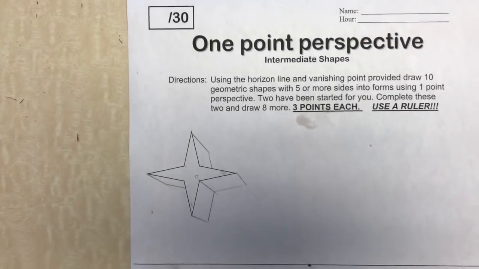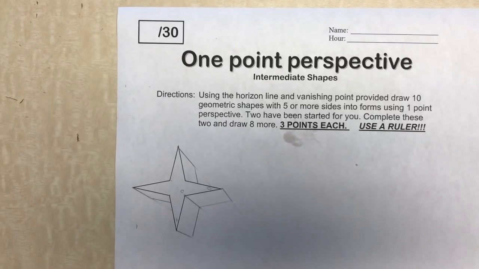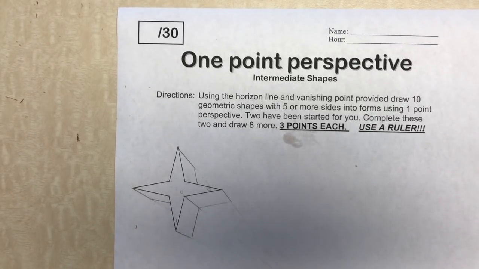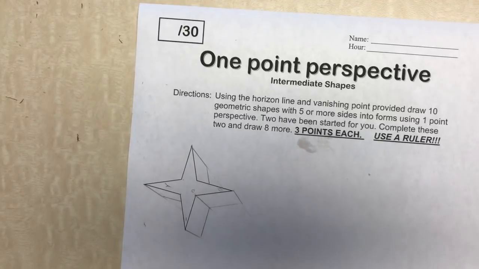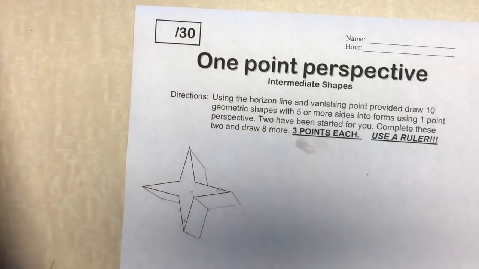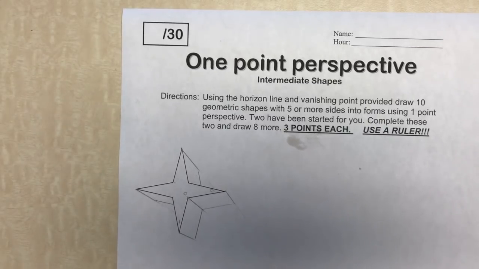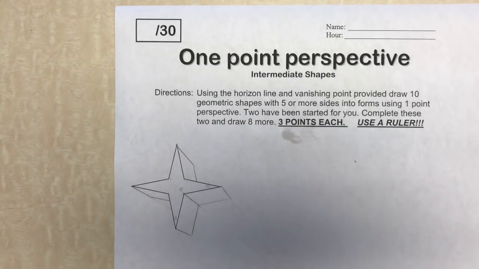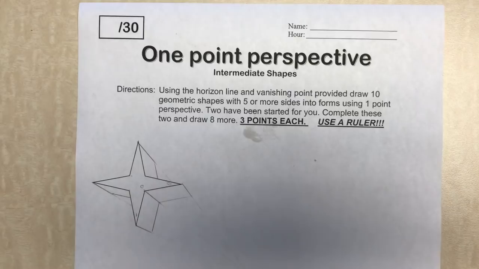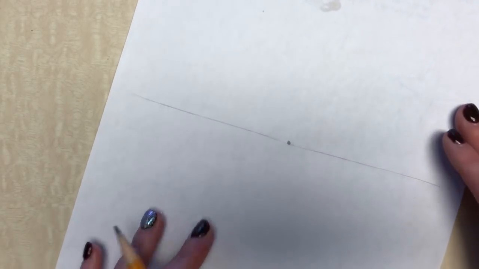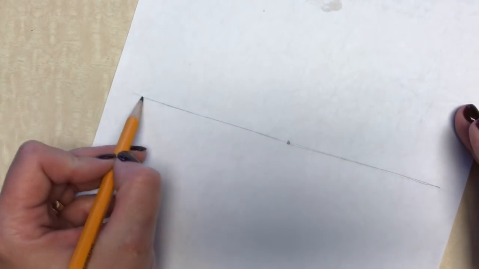Now your assignment is to draw 8 more. You've completed these 2. Your assignment is to draw 8 more of your own design. They need to have 5 or more sides. Okay, and you're just going to kind of fill up this space. If you need to use the back, that's okay. If you're going to use the back, draw another horizon line and vanishing point on the back so that you have another spot to work.